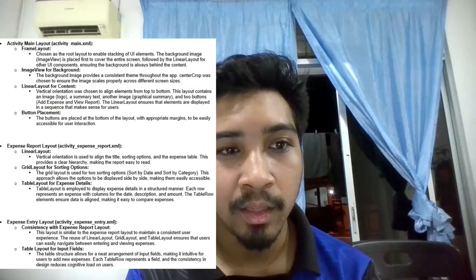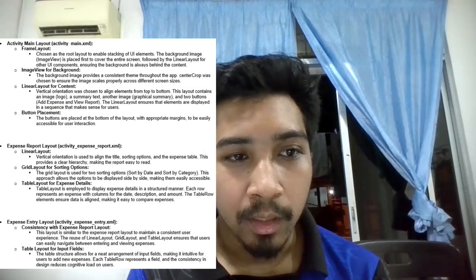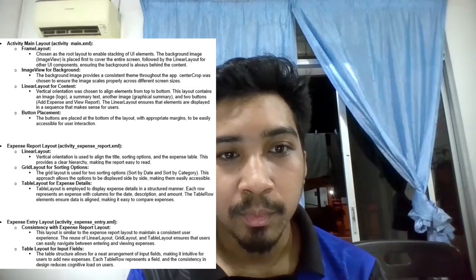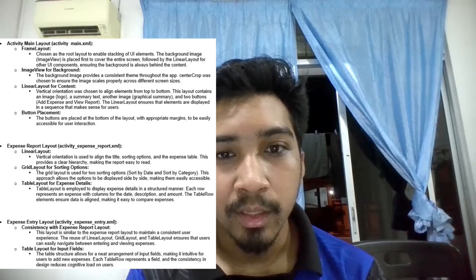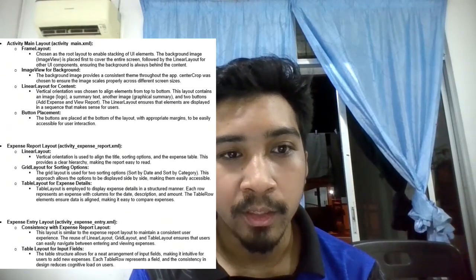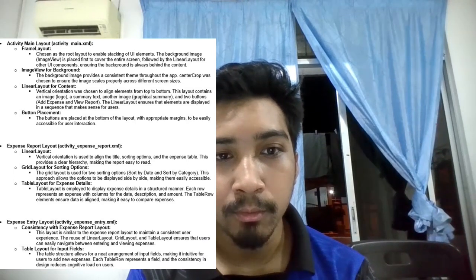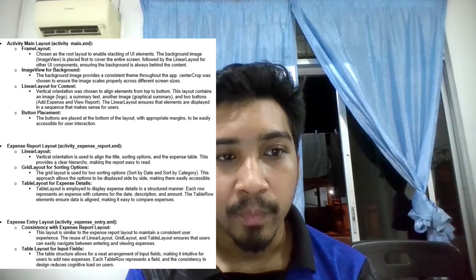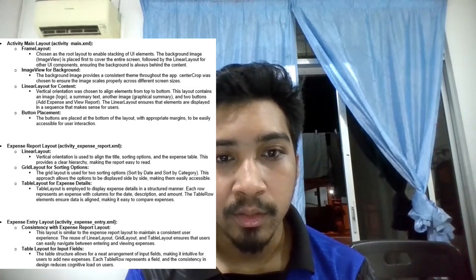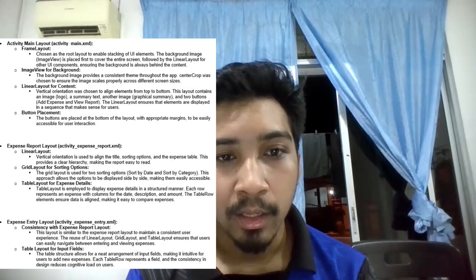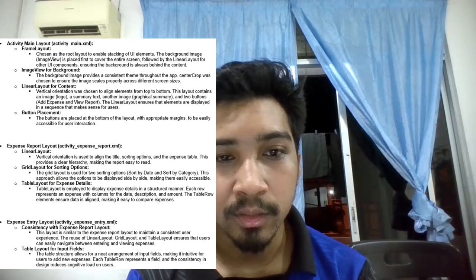Lastly, expense entry layout. We choose this for consistency with the expense report layout. This layout is similar to the expense report layout to maintain a consistent user experience. The reuse of linear layout, grid layout, and table layout ensures that users can easily navigate between entering and viewing expenses. Table layout for input fields: the table structure allows for a neat arrangement of input fields, making it intuitive for users to add new expenses. Each table row represents a field, and the consistency in design reduces cognitive load on users.